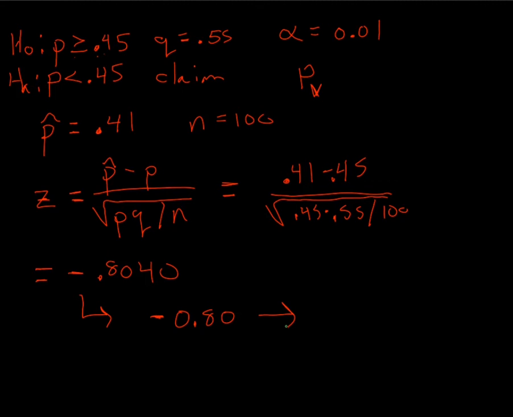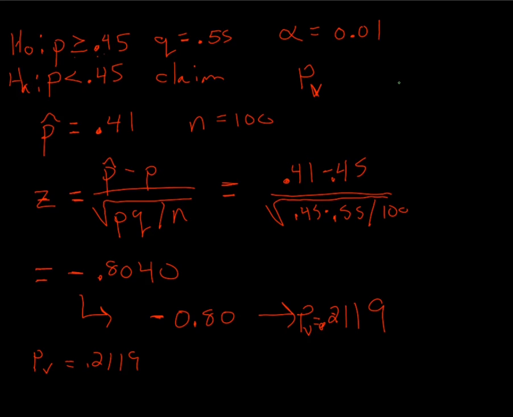So we come down to negative 0.8 and across to negative 0.800. I get a probability of 0.2119. And so the probability related to the z-score is 0.2119. Now I can compare this probability, and this would be my p-value. So p sub v is the probability that is associated with this z-score. And so I have a probability of 0.2119.